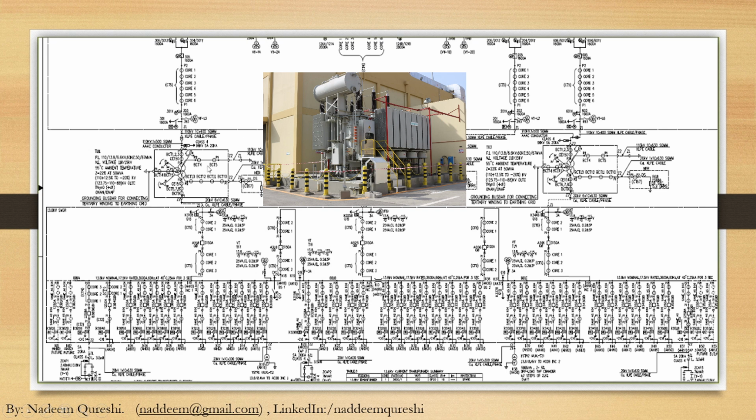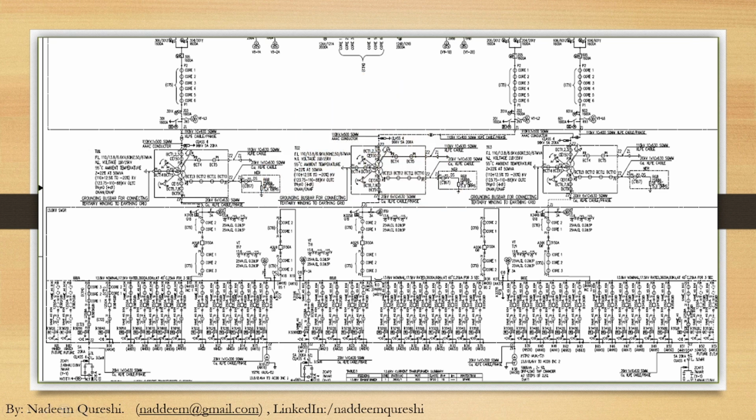Each transformer is fed through the cables from GIS to its primary bushing. These cables are XLP cables, as we discussed last time. Similarly, all these 3 transformers are connected through the cables. You can read the details of these cables by zooming in a little bit. We will go into the detail.